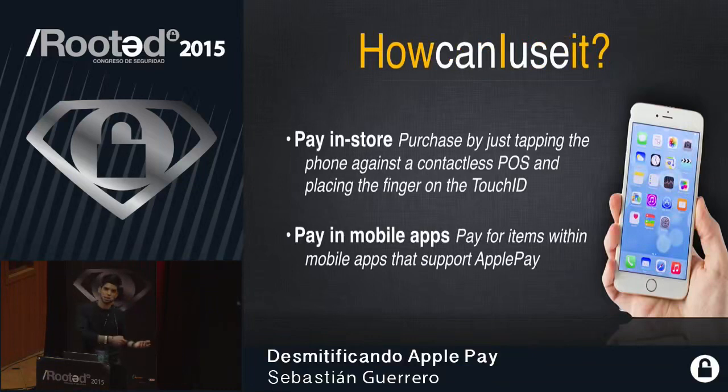How can I use it? Very firstly, you need to buy the iPhone, a mobile phone. Once you've got the iPhone, you can use Apple Pay in store. You purchase by just tapping the phone against a contactless POS and placing your finger on the Touch ID, always putting the finger on the fingerprint sensor to authorize the payment. You can even do so with the tip of your nose, should you like.